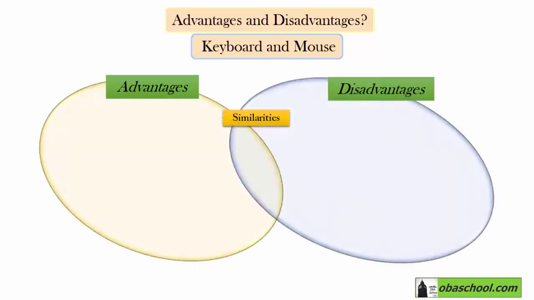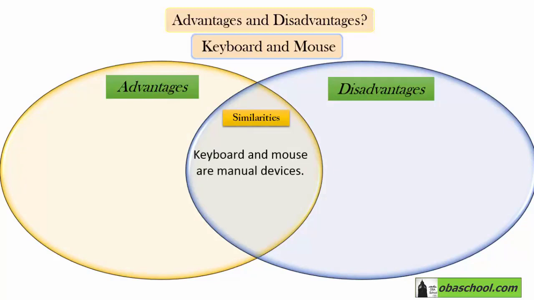In addition to their similarities, both keyboard and mouse are manual devices. That means the instruction to be taken is determined by the user himself or herself. Now, talking about the advantages, first of all, they are easy to be used by people and they are called user-friendly devices.